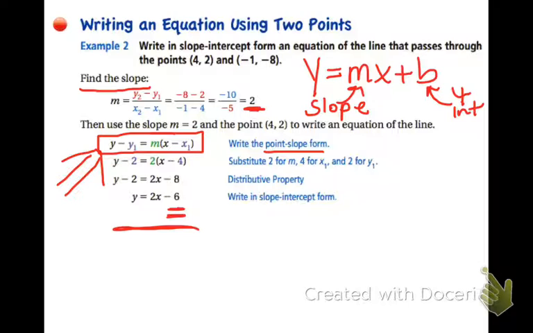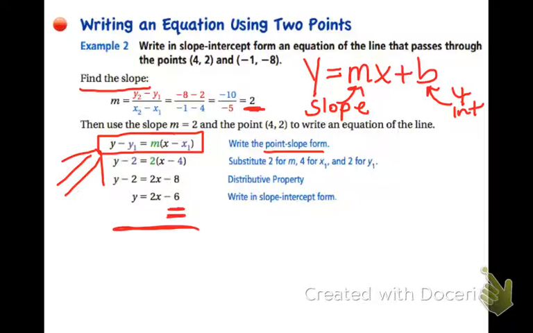And the -1 minus the 4 is the change in x. -10 divided by -5 is a +2. So your slope is a +2. Pick one of the points. They pick the first one. Sometimes I pick the second one, and it doesn't really matter because the line goes through both points. So the math will work either way.